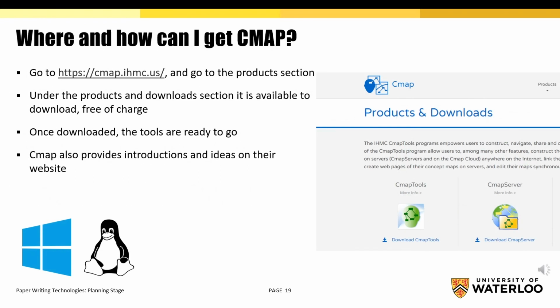Where and how can I get CMAP? Go to cmap.ihmc.us and go to the Products section. Under the Products and Download section, it is available for download free of charge. Choose your operating system and then you are ready to download. Once downloaded, the tools are ready to go. CMAP also provides instructions, introductions, and ideas on their website. CMAP is available for both Windows and Linux operating systems.